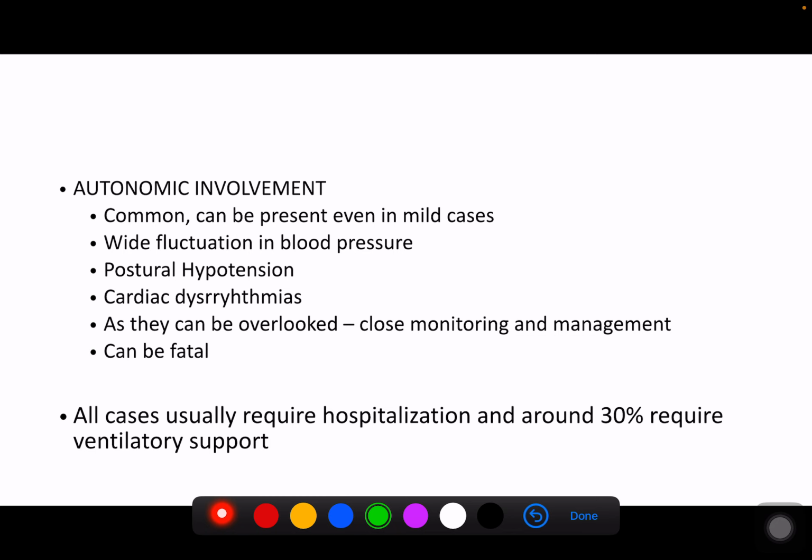I already told you about the autonomic involvement. Please be thorough with it. Myasthenia will not have autonomic involvement, but Guillain-Barré syndrome will. It is common and can be present even in mild cases, with wild fluctuation in blood pressure, postural hypotension, and cardiac dysrhythmias, which can be overlooked. Close monitoring and management are needed, as it can be fatal.